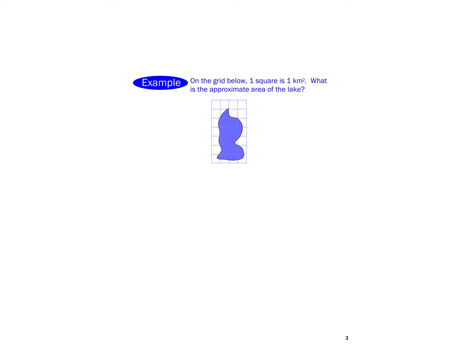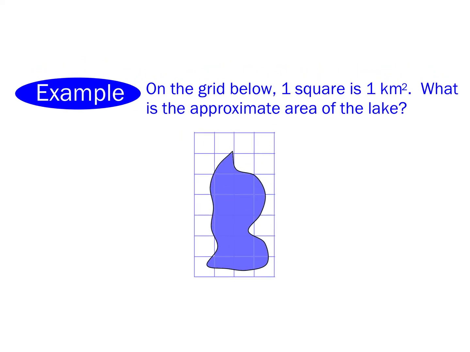So the last one we have here, 1 square is a kilometer squared. What's the approximate area of the lake?